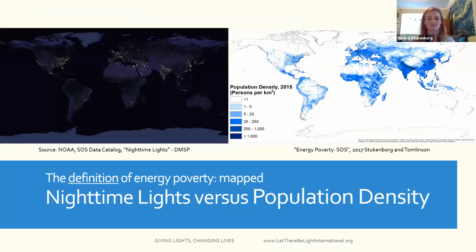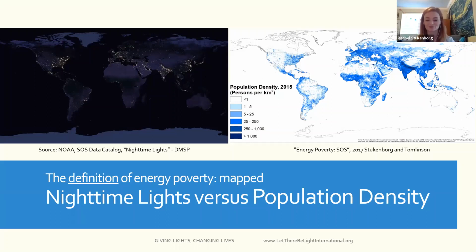And here are two maps that provide a meaningful comparison for the definition of energy poverty. Nighttime lights and population density. So the nighttime lights map on the left was developed by NOAA using data from the Defense Meteorological Satellite Program. And it's basically a compilation of satellite images taken at night that show lights generated by electricity. And on the right, this is a map developed by my project partner and I. It's population density across the world, with darker colors indicating the most dense population.